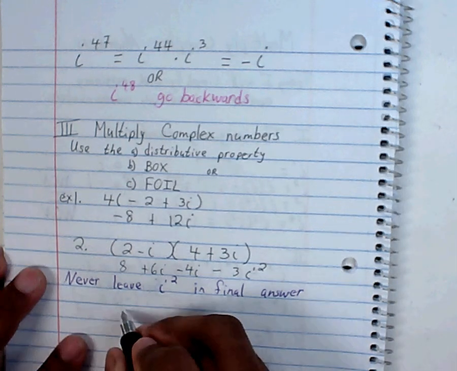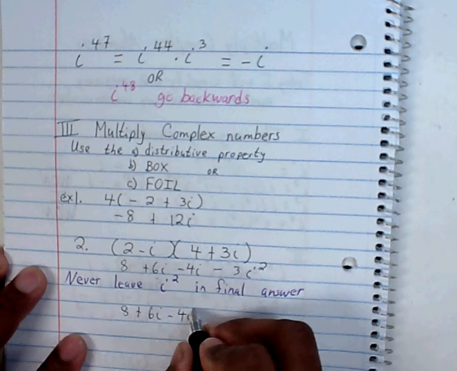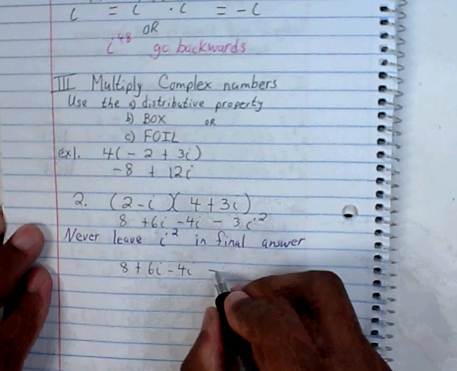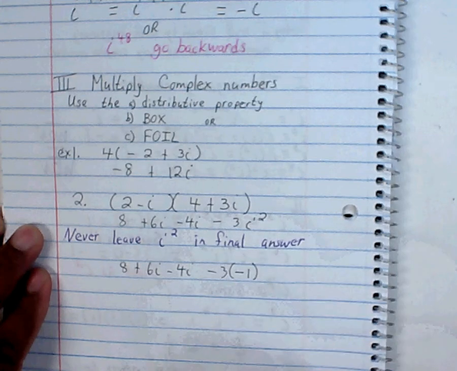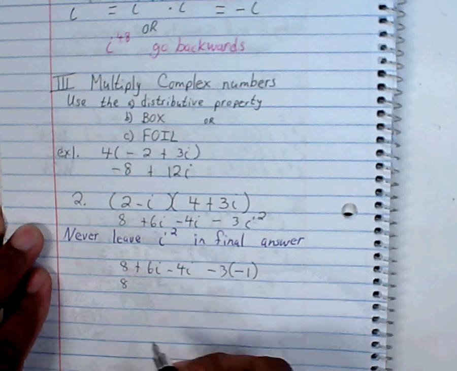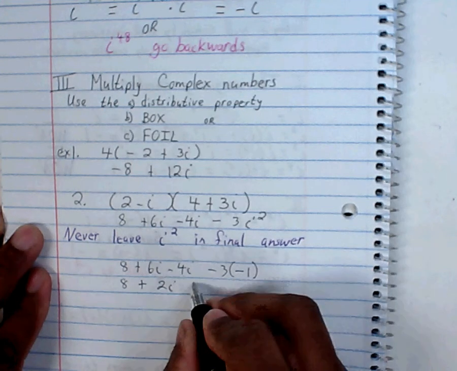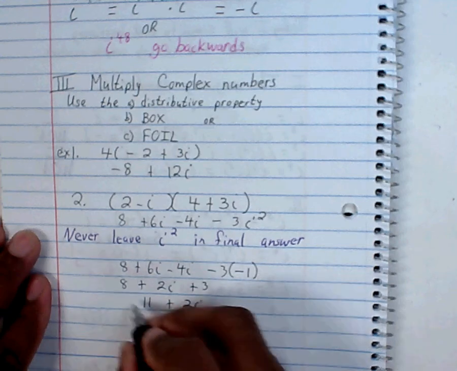So really what I'm looking at here is 8 plus 6i minus 4i. And we will combine those because those are like terms. And then minus 3, and my i squared becomes negative 1. Combining like terms, 8 plus 2i, and then this will be actually plus 3, so we end up with 11 plus 2i.